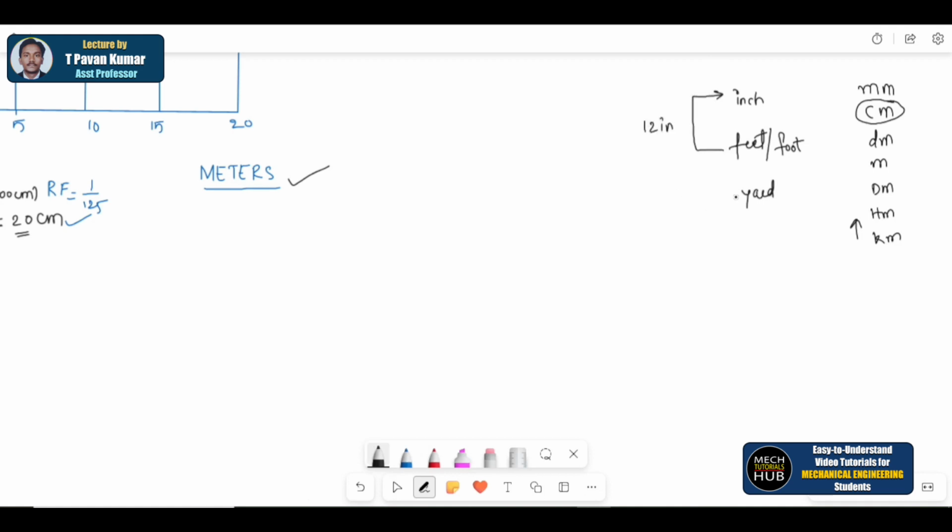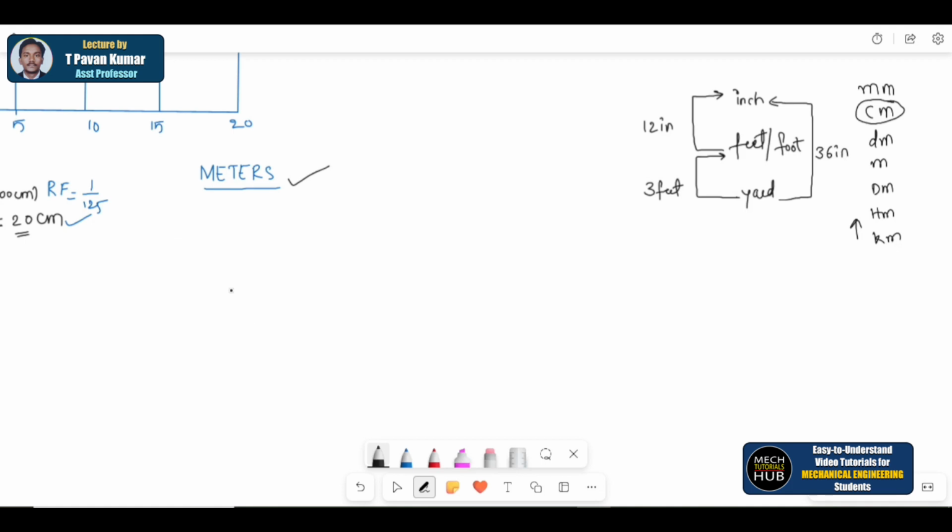We should know one more thing, that 1 yard is equal to how many feet. This is important. 1 yard is equal to 3 feet. Okay, if this is the case, 1 yard is equal to how many inches, that we should calculate. This multiplied by 12 multiplied by 3 will give you 36 inches. If you know this conversion, then problems on it can also be easily solved.